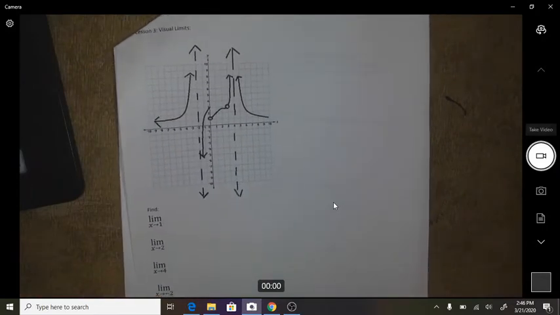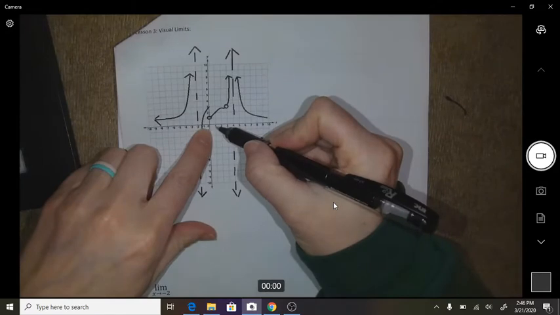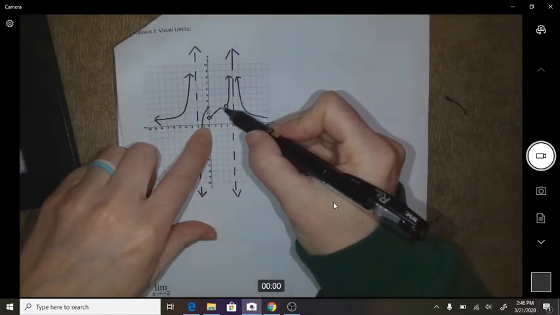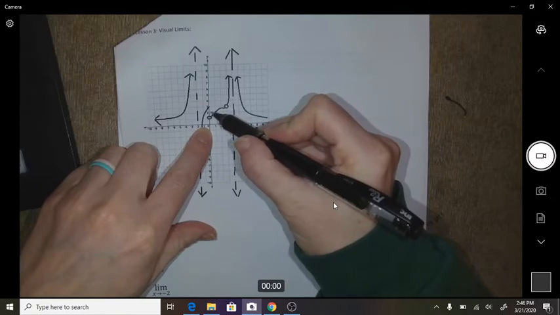Okay, limits, visual limits. So if I look at a graph, a physical graph, what's happening? Okay, so what's the limit of this graph as x approaches 1? So here's 1. So if I'm moving along my graph, I'm approaching 1, I'm approaching 1. Looks like I'm hitting a y value of 2.